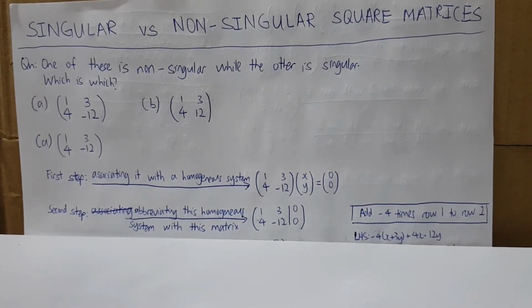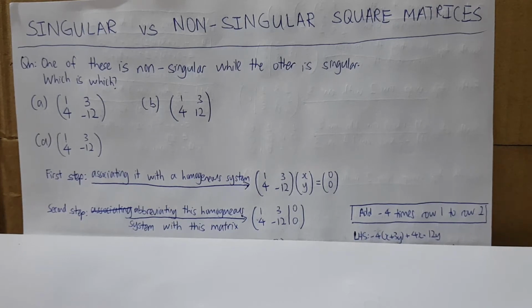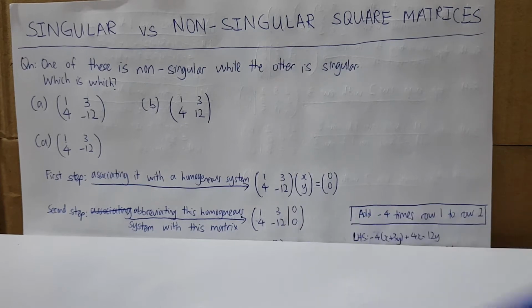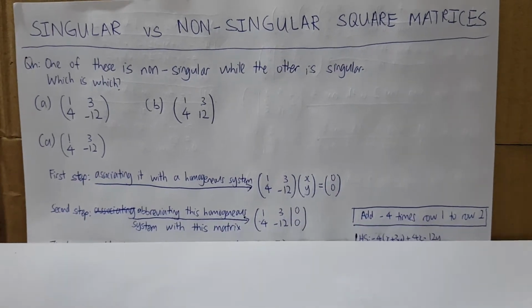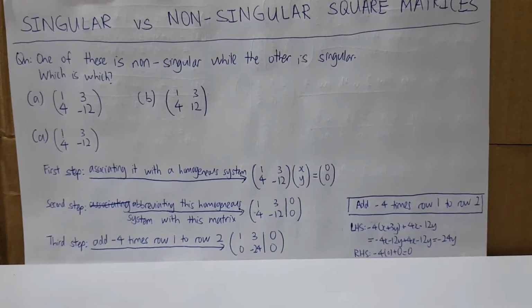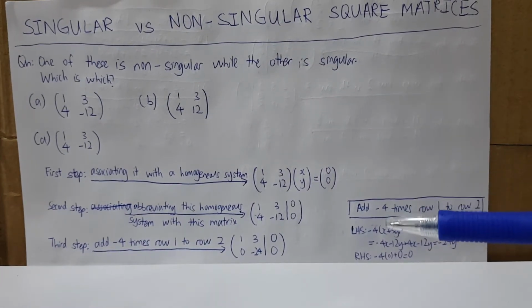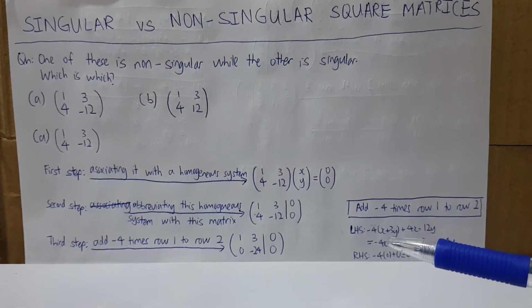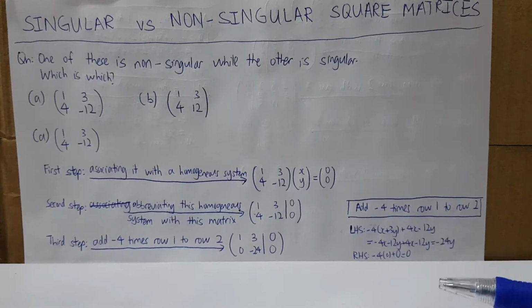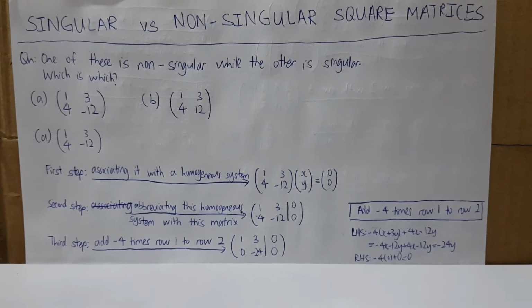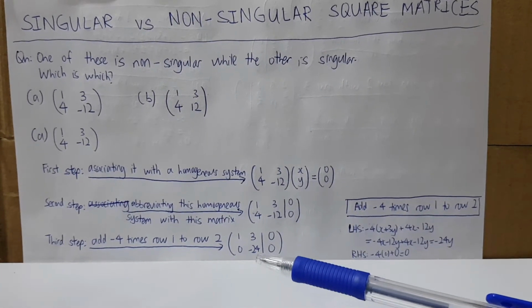As you can see, just like what we always do, we will want to eliminate the x variable on the second row. Hence, we add minus 4 times our row 1 to row 2. And the working is over here, as you can see. So the left hand side will go as minus 4x plus 3y plus 4x minus 12y will give me minus 24y. And on the right hand side, it will give me a constant of 0. Hence, this will be our new working, as you can see over here.